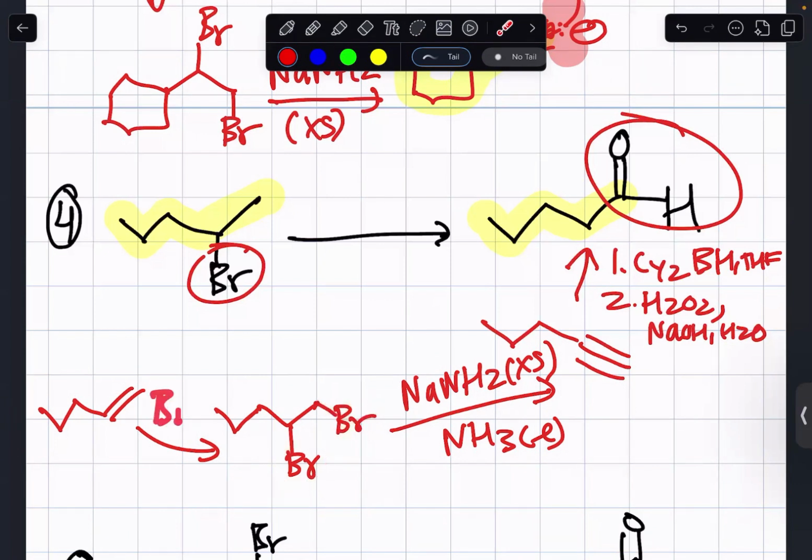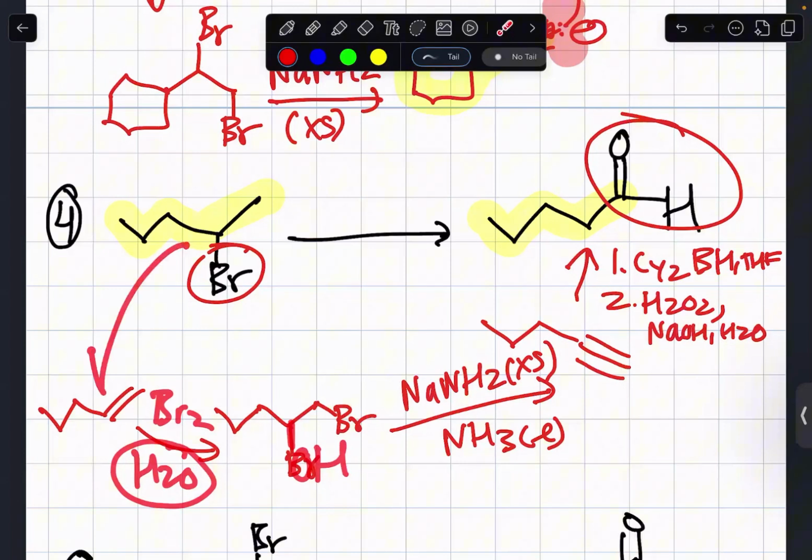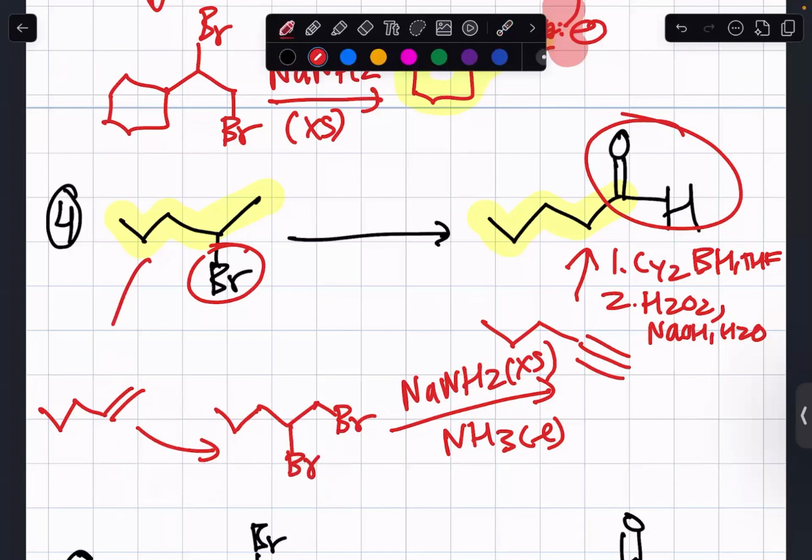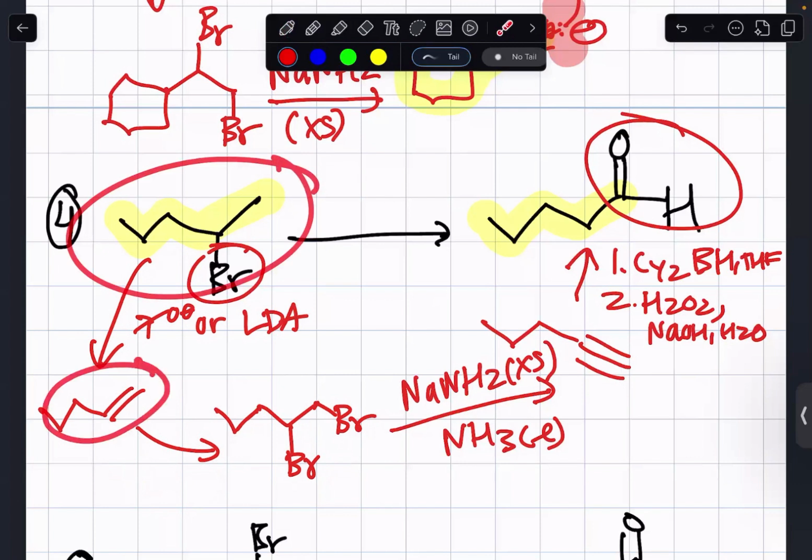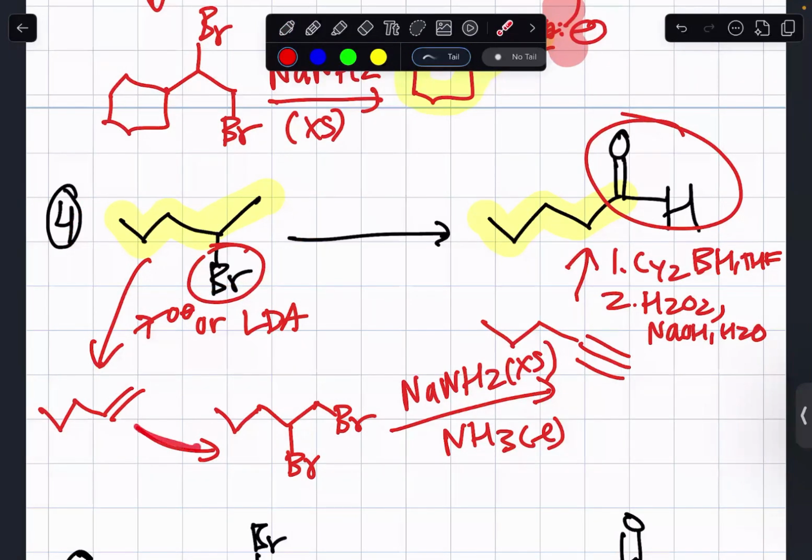If we put Br2 and water, we have a competing nucleophile, water. So we would have OH at the Markovnikov side. Tert-butoxide would convert this into this terminal alkene right here, right? Tert-butoxide or LDA would do E2 Hoffman to convert this reactant molecule into this less stable, less substituted Hoffman alkene.